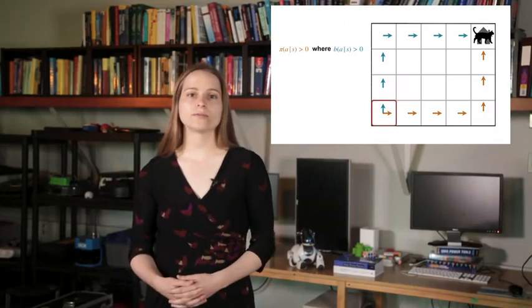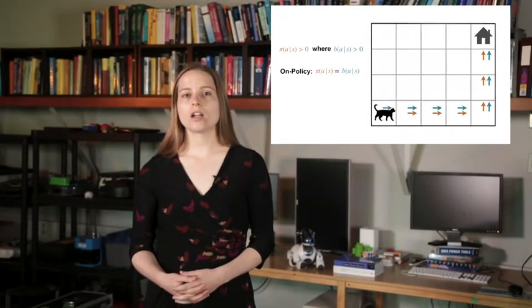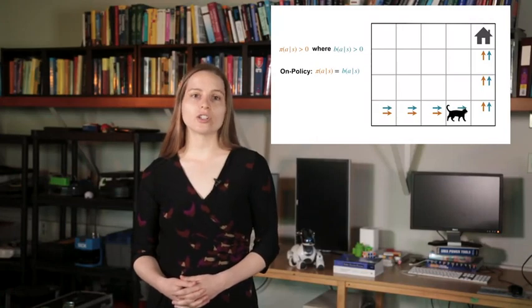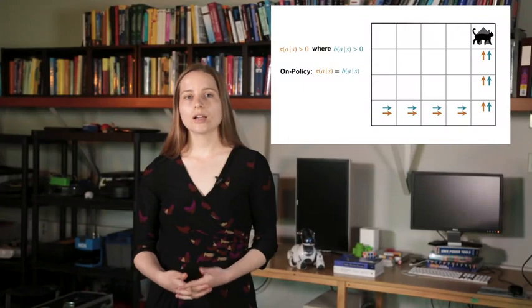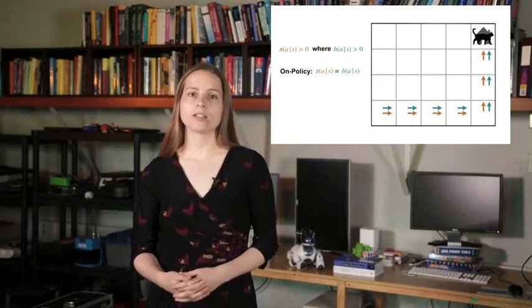It would never know. It's worth noting that off-policy learning is a strict generalization of on-policy learning. On-policy is the specific case where the target policy is equal to the behavior policy.